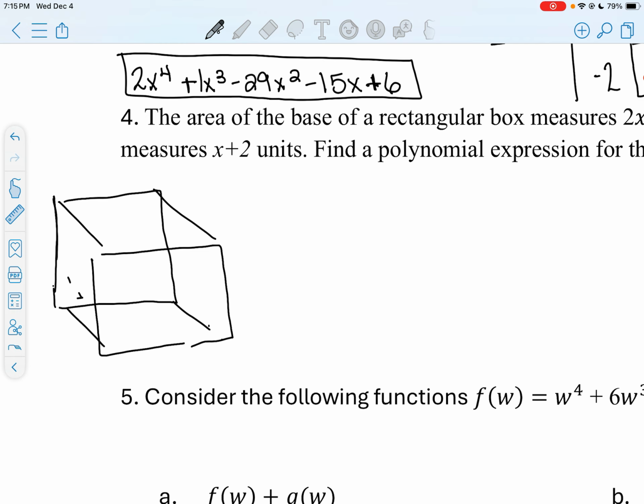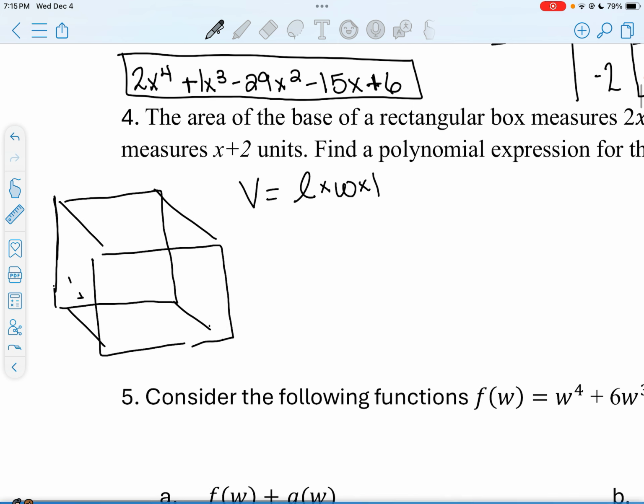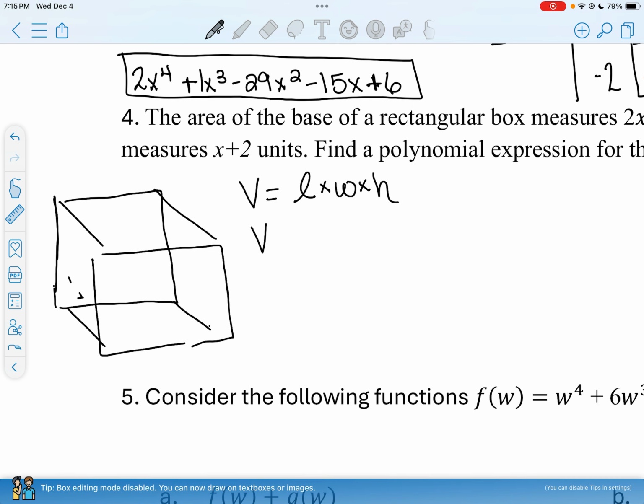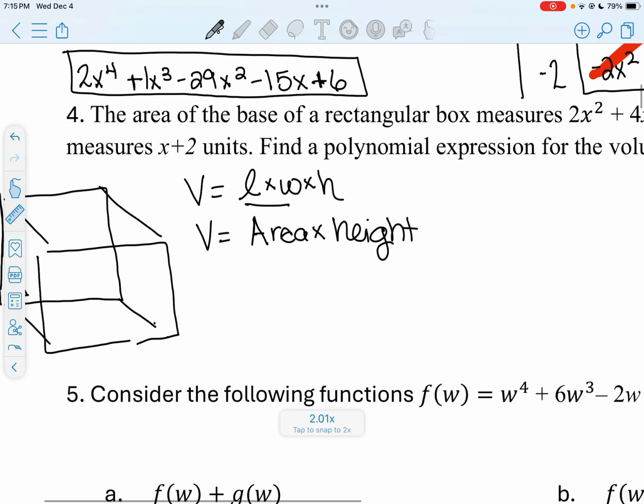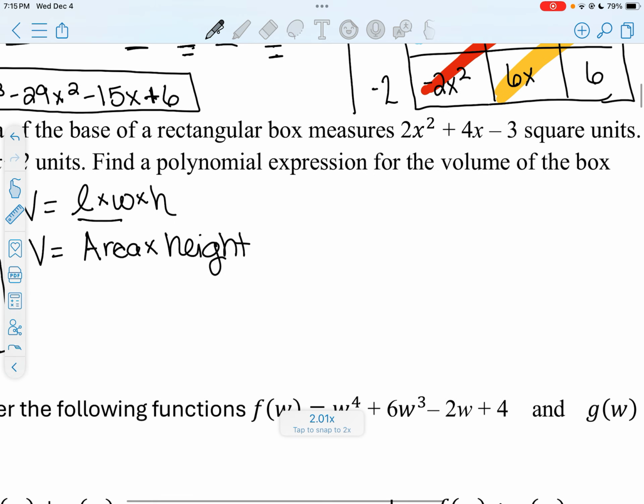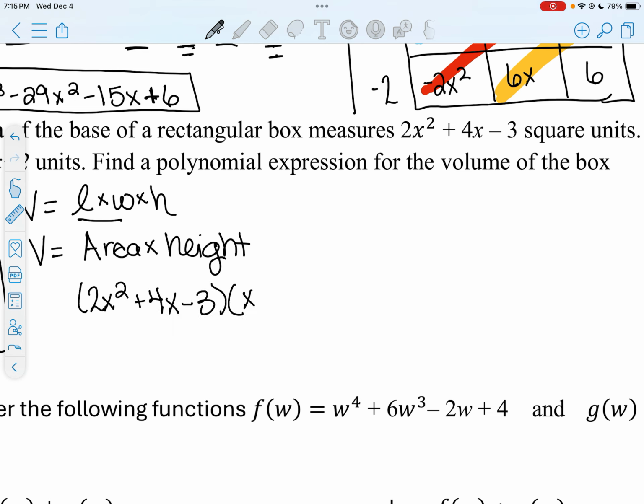All right. And to find the volume is length times width times height. Well, guess what length times width is? Length times width is area. So we're going to do the area times the height. Area times height to find the volume. So we're going to be doing 2x squared plus 4x minus 3 times x plus 2.